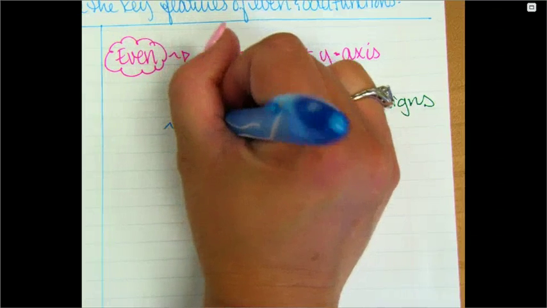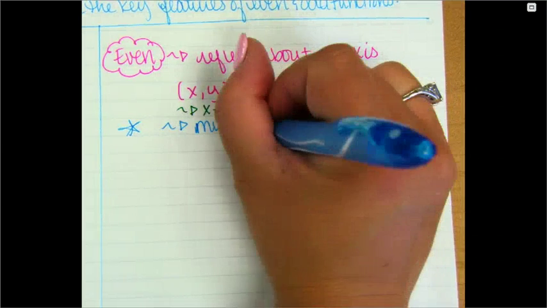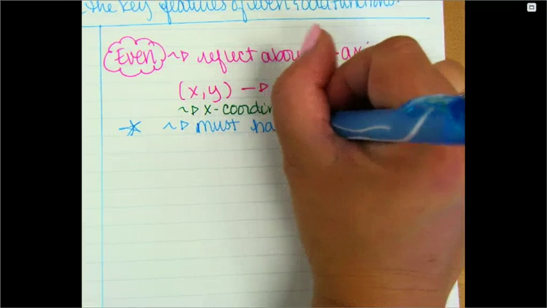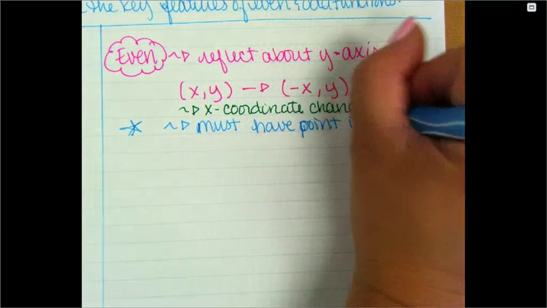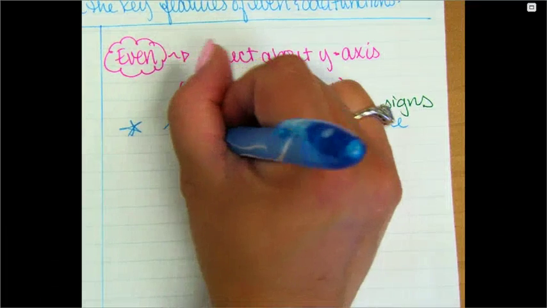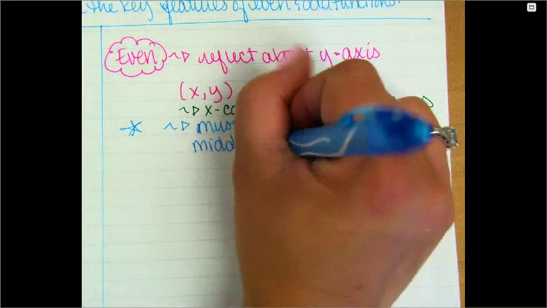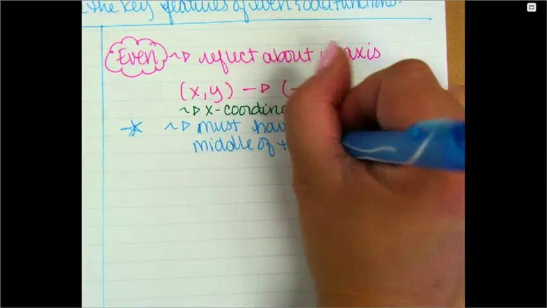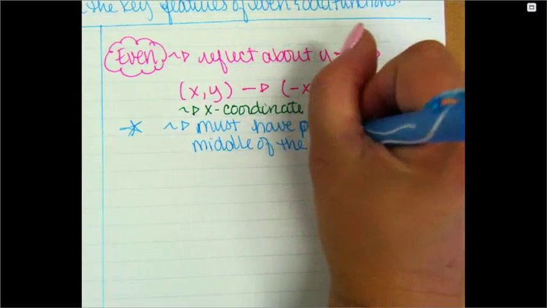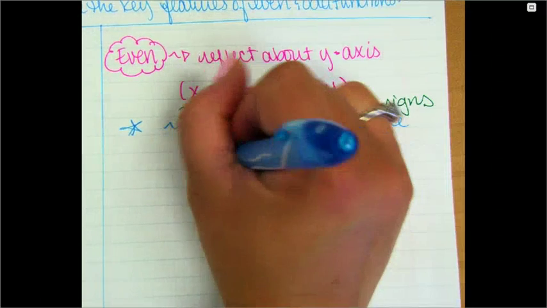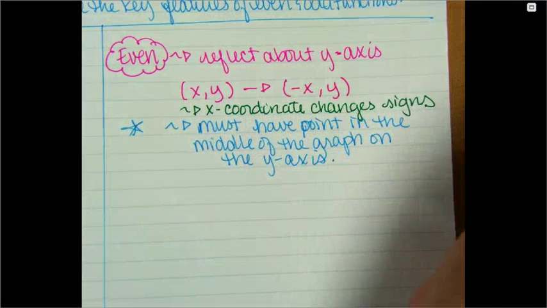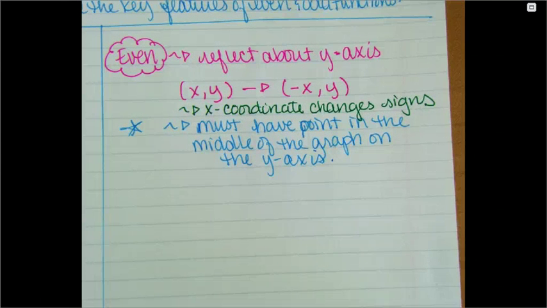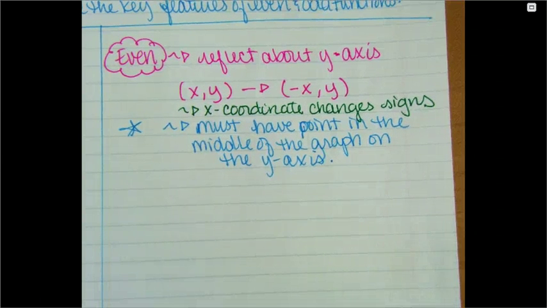You also must, this is kind of important, have the point in the middle of the graph on the y-axis. You must have the point in the middle of the graph on the y-axis.